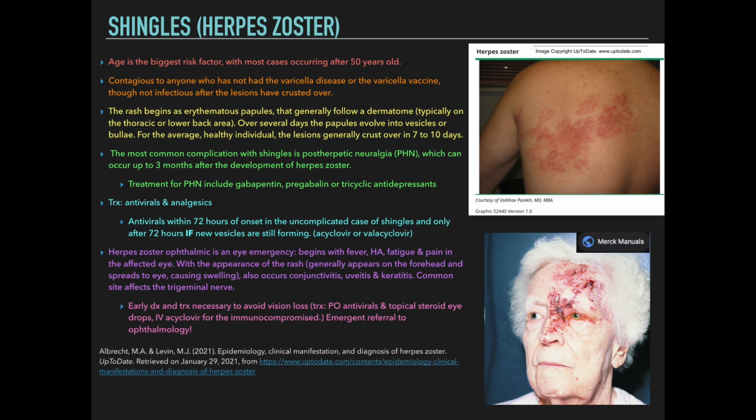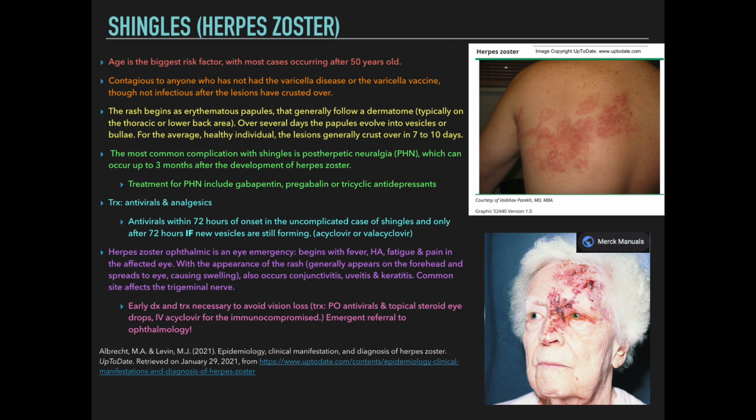The most common complication with shingles is the postherpetic neuralgia, which can occur up to 3 months after the development of shingles. So treatment for this is going to include things like gabapentin, pregabalin, or tricyclic antidepressants. For the treatment of the shingles, antivirals and analgesics are going to be the mainstay treatment there.